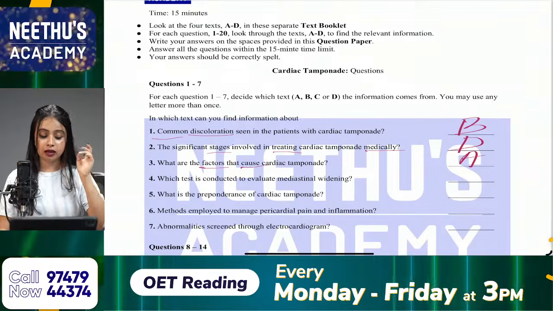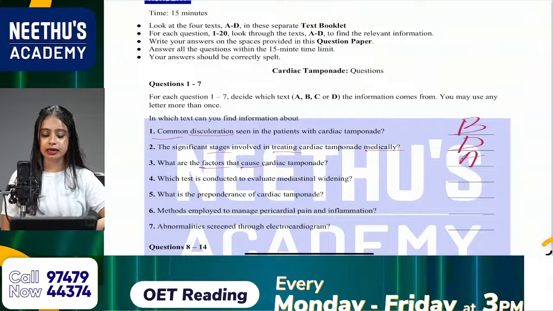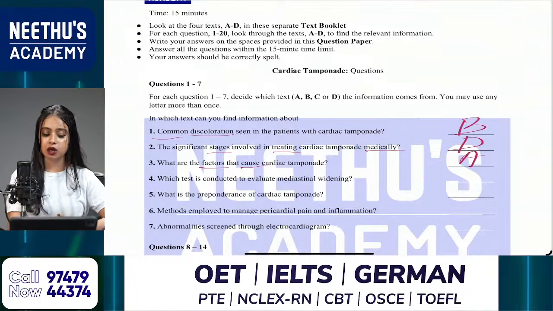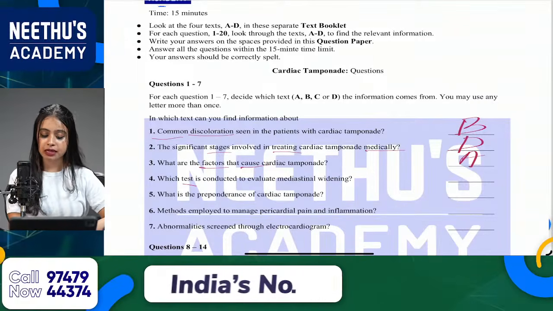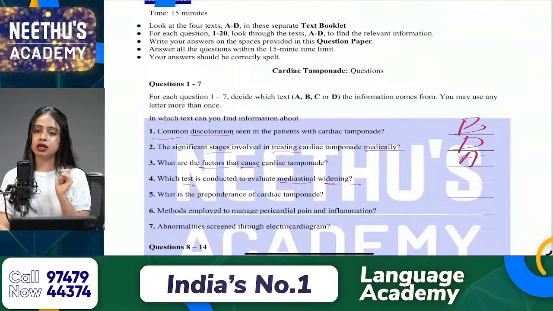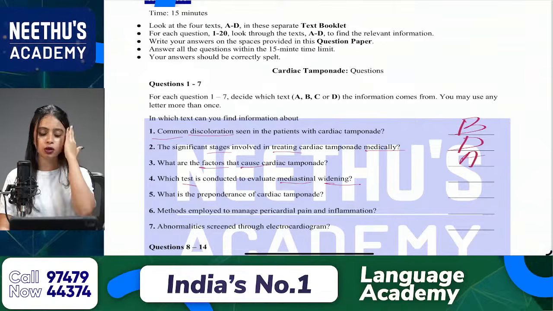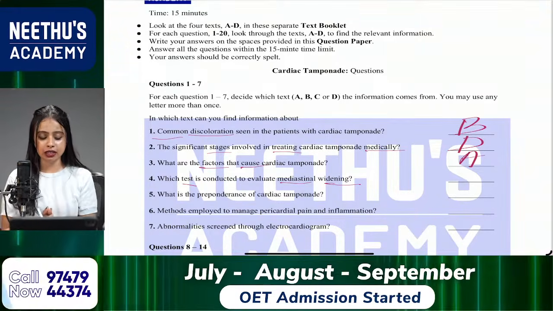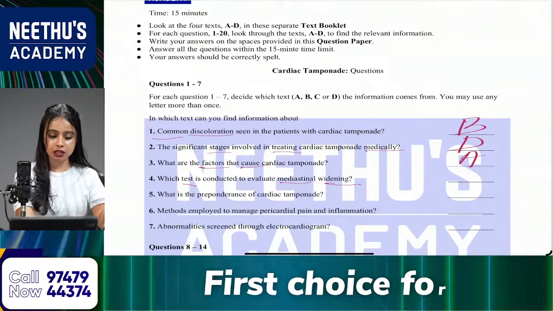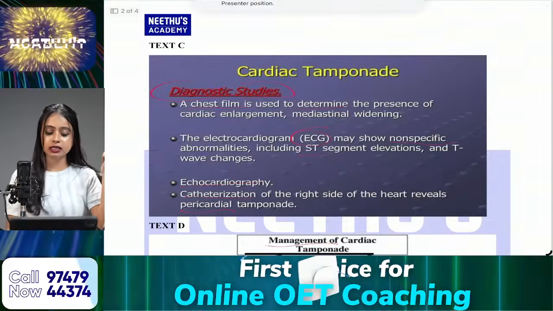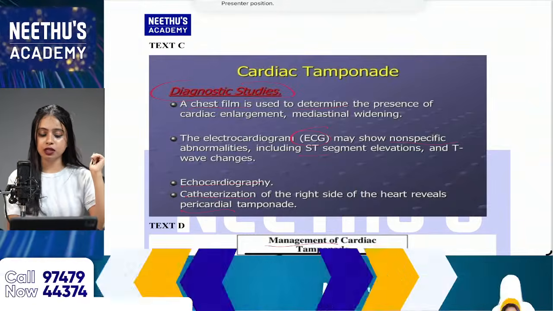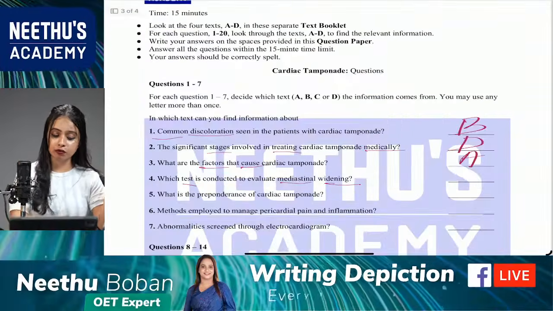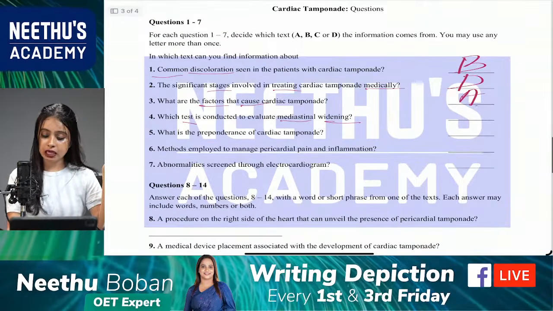Understood? Yes. Then fourth one, which test is conducted to evaluate mediastinal widening? So my keywords are tests, then mediastinal widening. So these are my keywords from the fourth question. So what is your answer for this one? Which tests? So all the diagnosis mentioned, as you can see here, it is from text C. See the first bullet point, it's all about the mediastinal widening. So my answer is, of course, it is from C.